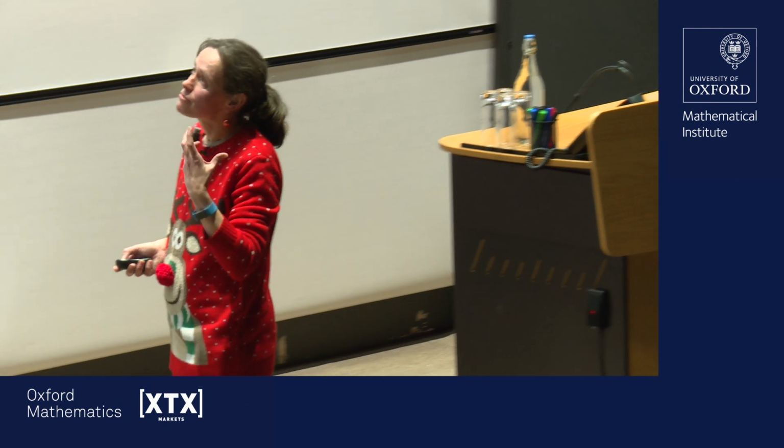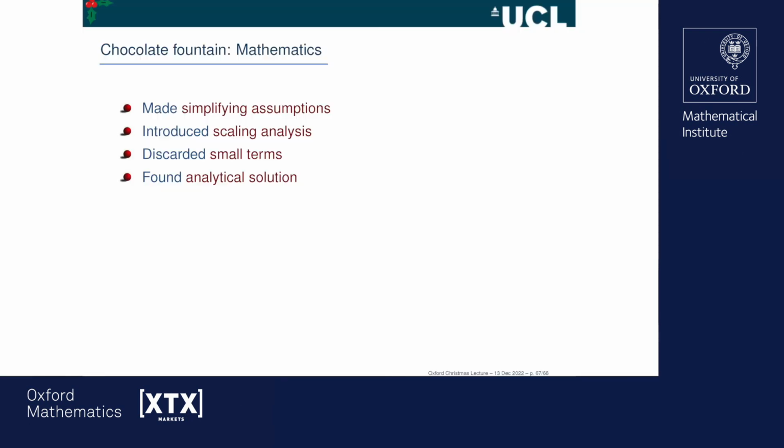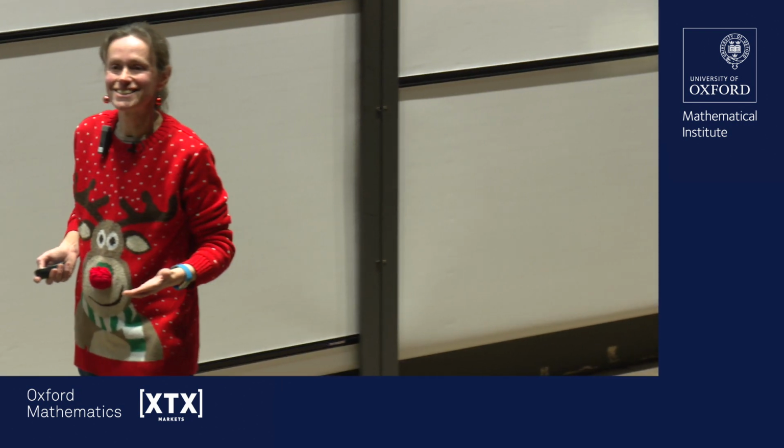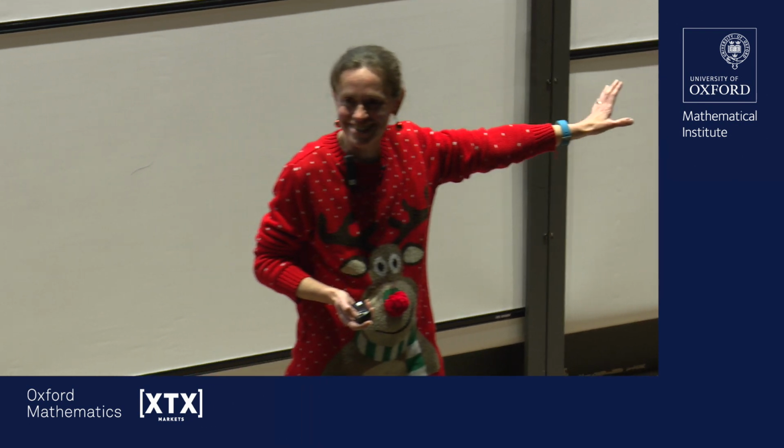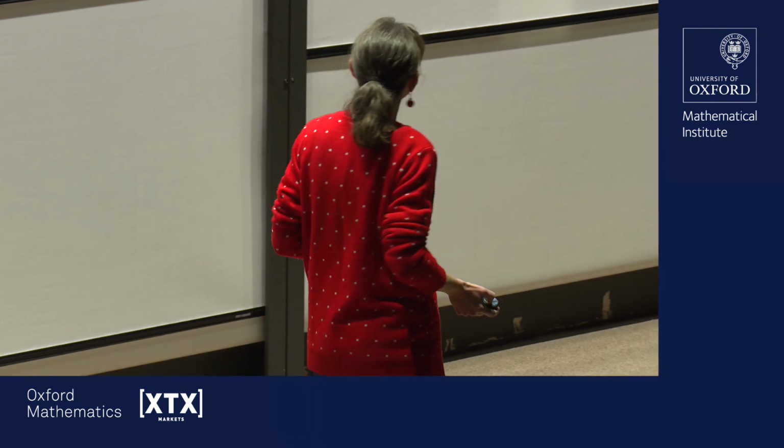So let me review what we've done. Yet again, it's always the first thing I say. We made simplifying assumptions. This time we introduced scaling analysis. That's the name for this system where you look at terms that are much smaller than other terms and throw away the small ones. We discarded the small terms, and as a result we found an analytic solution. So we're back to the roast ham levels of success. We actually were able to solve the equations in the end.